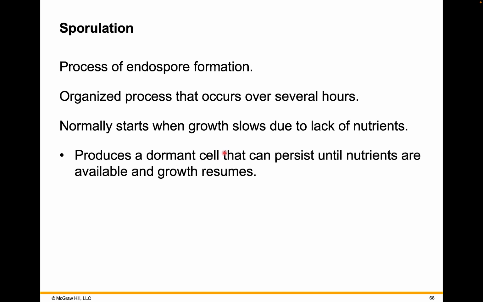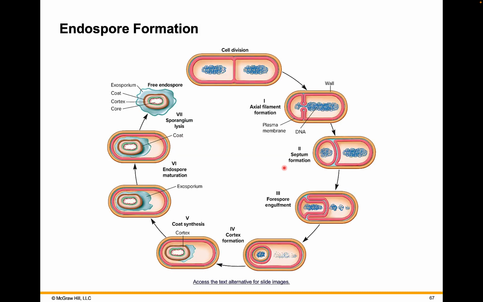So a dormant cell is essentially a cell which does not perform any of its normal functions, whereas a vegetative cell is an active cell. I'm just re-emphasizing these two terms, vegetative cell versus dormant cell. So here you have a cell division, and this cell division becomes unequal when sporulation happens.